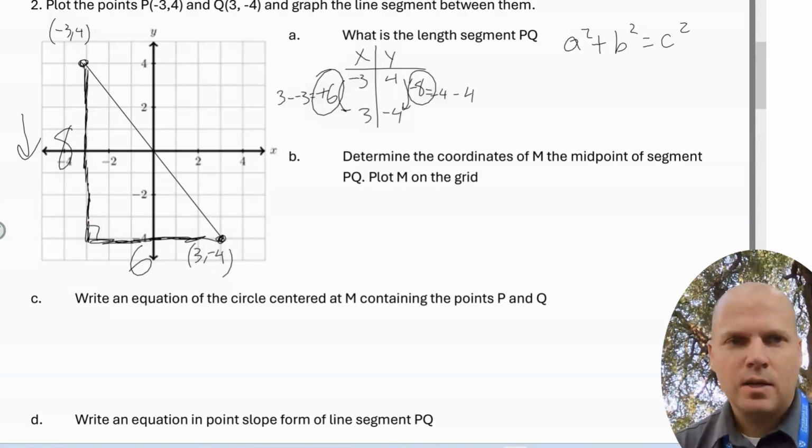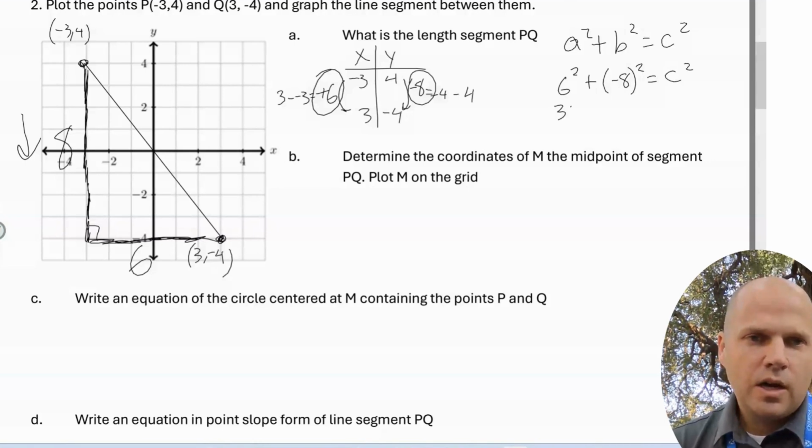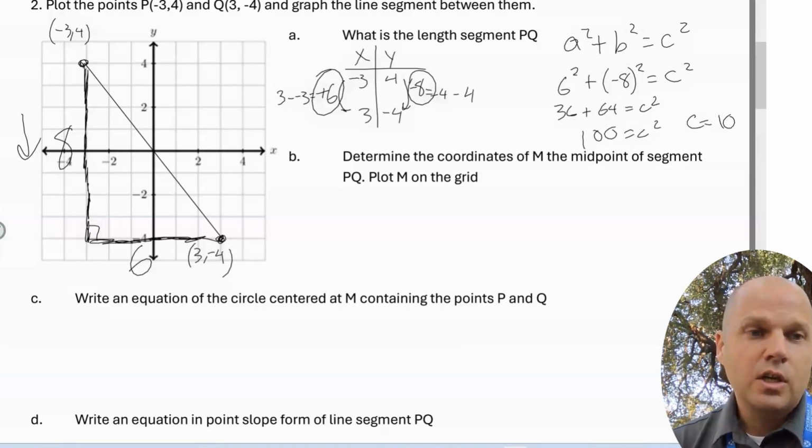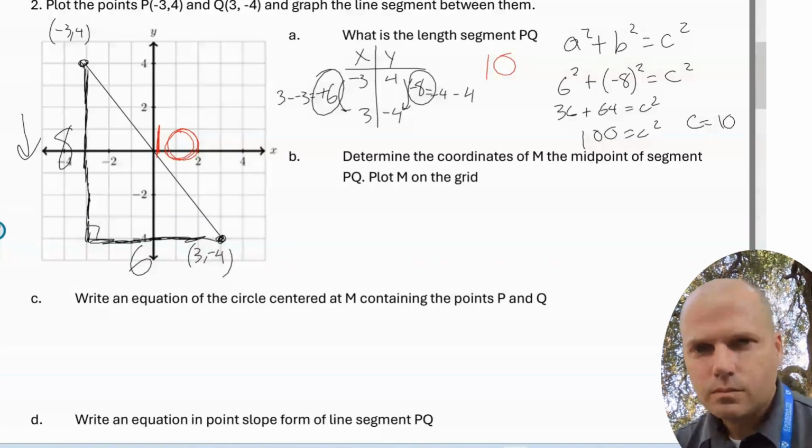which is a very, very important, almost one of the most important formulas in mathematics, where you could say, okay, a squared plus b squared, let's say you say the b is -8. Let's say you said the a was -8. That's fine. If you're going to use a calculator, make sure you put in parentheses. Equals c squared. I get 36 plus 64 equals c squared. I get 100 equals c squared. C equals 10. Well, you could say it's plus or minus 10, but we're just going to talk about positive lengths of segments. So that's the length of segment PQ.